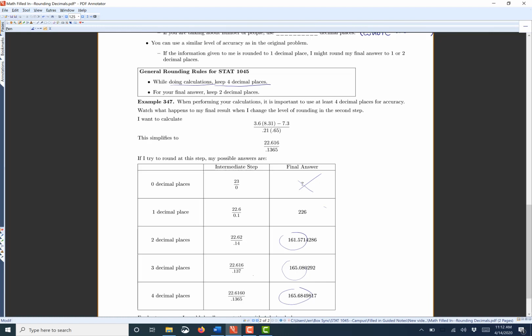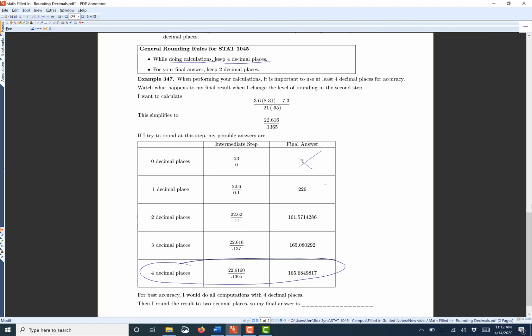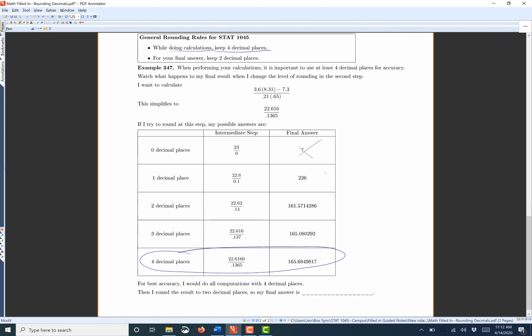So this is why, to be accurate, we want to always go with at least 4 decimal places when we're doing our middle calculations. So 165.6849. So for accuracy, do all of your work with 4 decimal places, then round your final answer to 2 decimal places. So we had 165.6849 and we want 2 decimal places. So that would be here. We look at 4. 4 means round down. So 165.68 is my final answer.